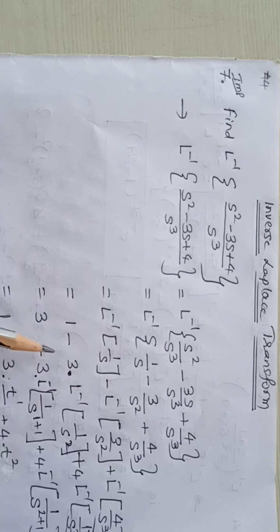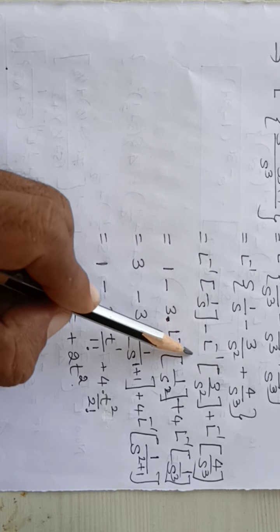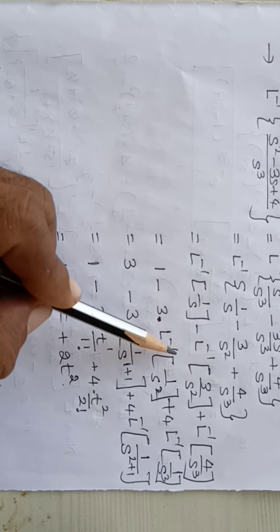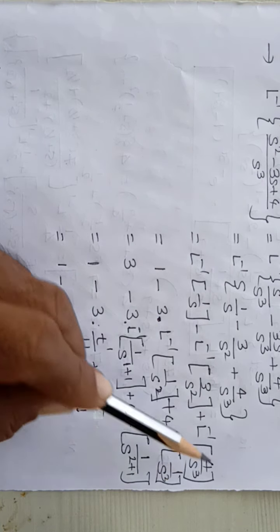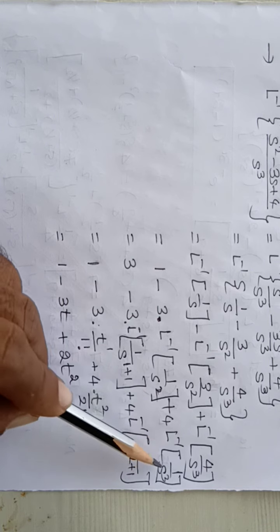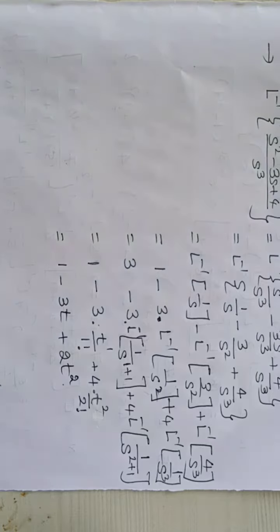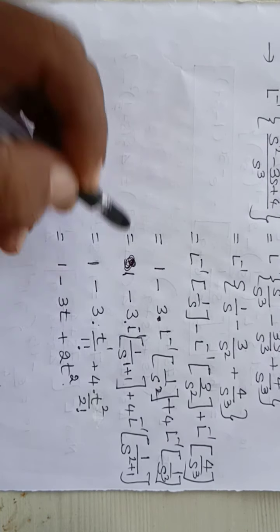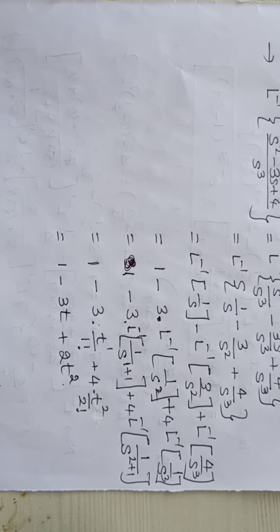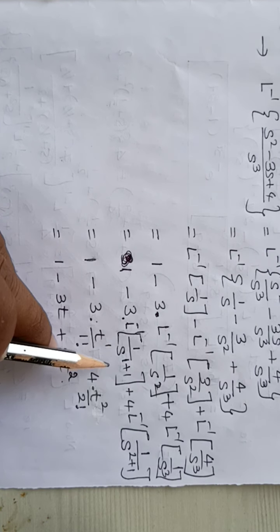So next, Laplace inverse of 1 by s is equal to 1. Next, 3 is a constant, I take it outside, Laplace inverse of 1 by s square. Plus 4, constant taken outside, Laplace inverse of 1 upon s cube. So here it is definitely 1. This is 1, minus 3 into Laplace inverse of 1 upon s raised to n plus 1.